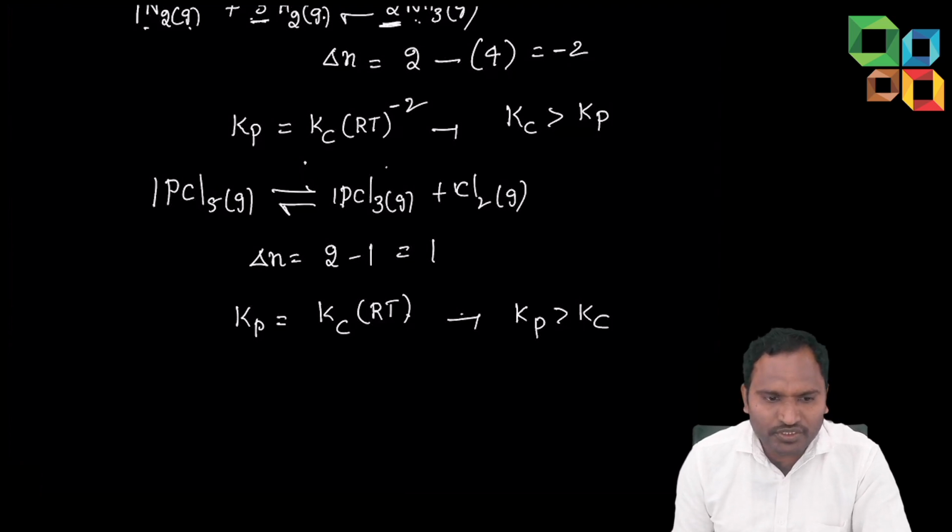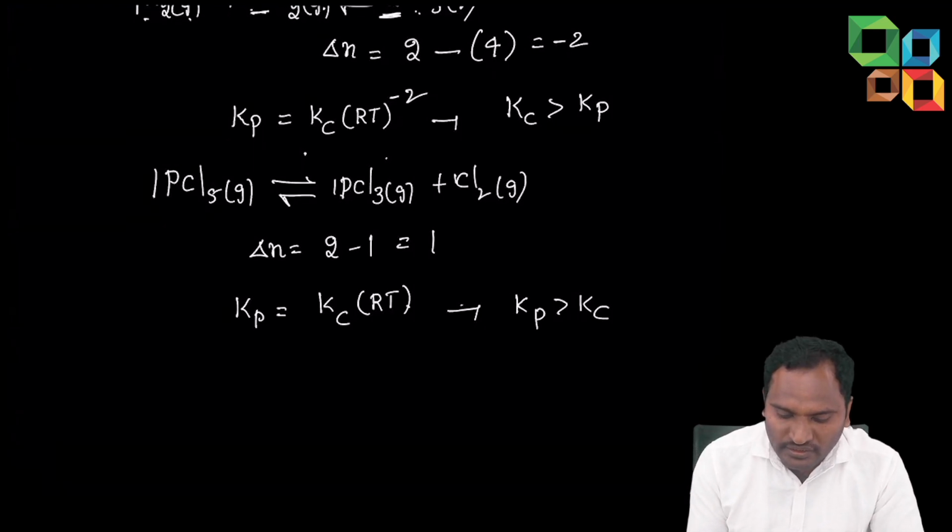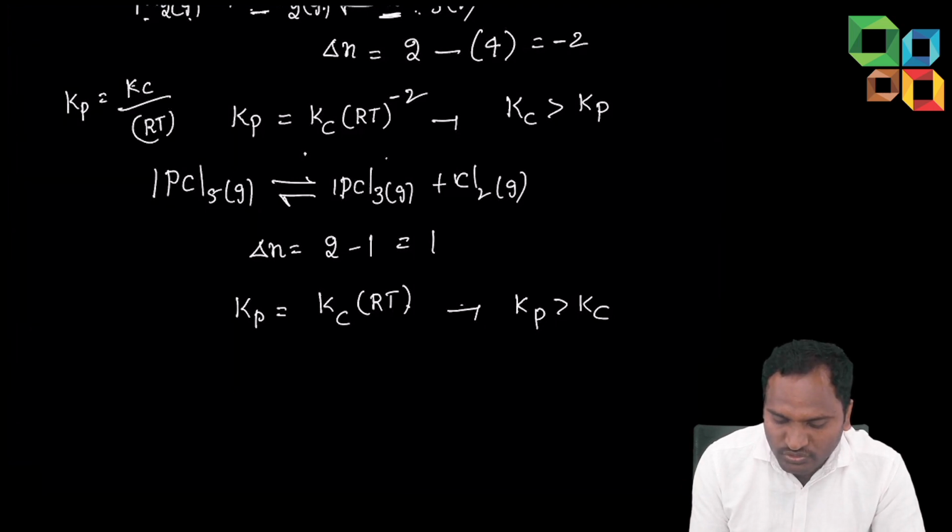Tanmay, which one? First one or second one? I gave an example, no? Here, you better write like this, Tanmay. Kp is equal to Kc RT power minus 2, you just make it RT power 2.